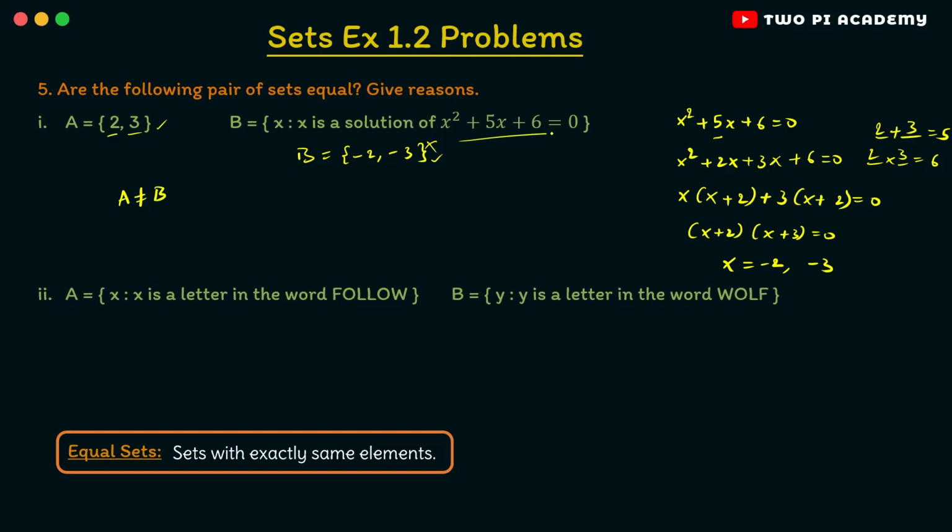As for the reason, we have solved this equation and we got x is equal to -2 and -3. So this is the roster form of the set. And you compare the elements. So that is the reason why these are not equal. Now let us see the second problem.